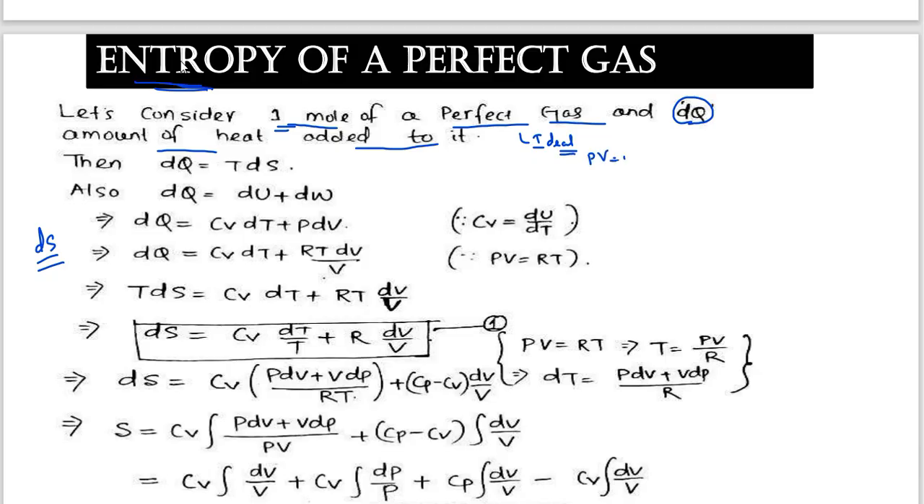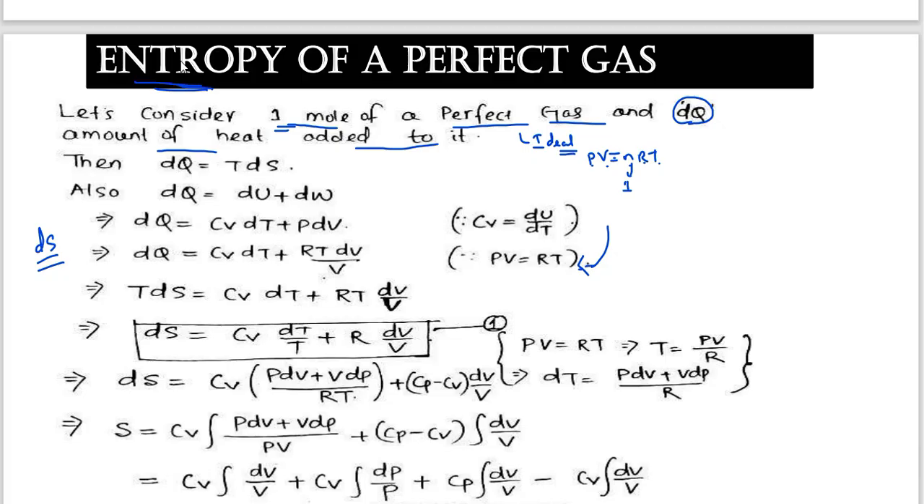PV equal to nRT. P is the pressure, V is the volume, n is the number of moles, R is the gas constant, and T is the temperature. If you take 1 mole, then n will be equal to 1. So the equation will be PV equal to RT. We use it later. Okay.